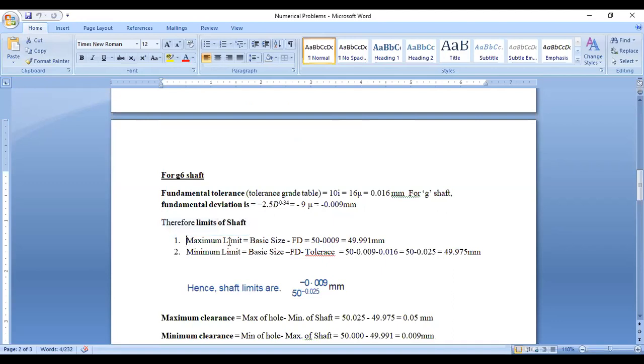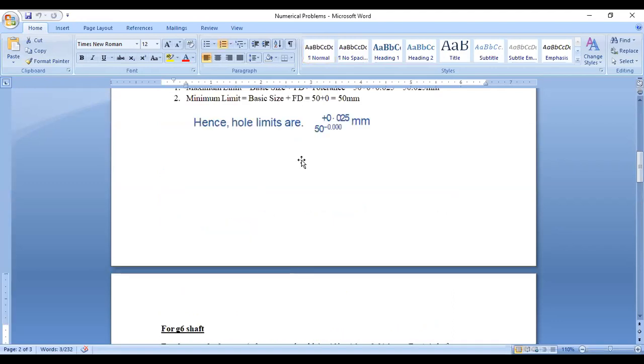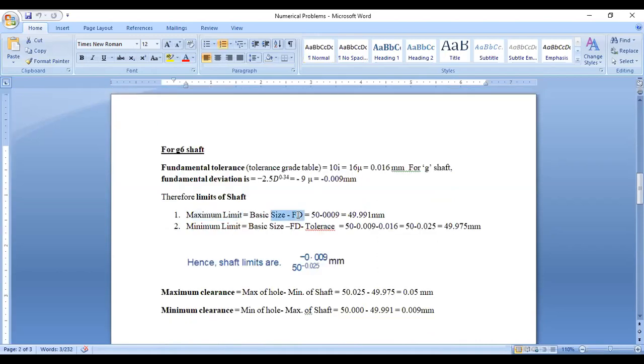Now, how to calculate the limits of the shaft? For the maximum limit, it will be the same as before, but the only thing is you have to take care of the sign, because the fundamental deviation he has given is negative. If he has given this as positive, then here you have to take positive. So the maximum limit will be basic size minus fundamental deviation. The minimum limit will be basic size minus fundamental deviation minus tolerance. So if the fundamental deviation is given positive, then this will become positive. That you please remember.